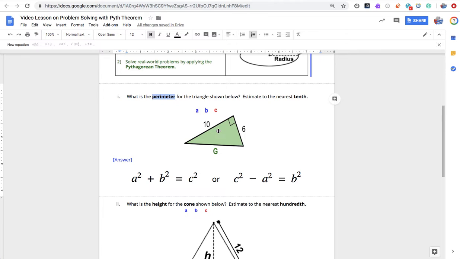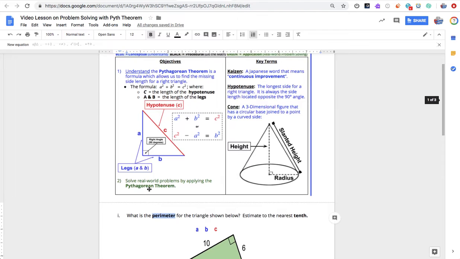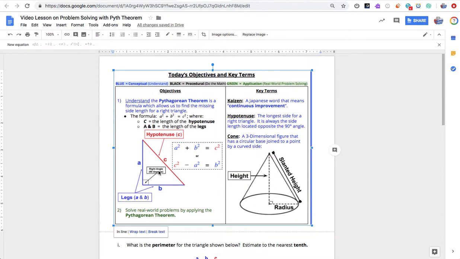Welcome back. Hopefully, the first thing you realized is that perimeter measures the distance all the way around a triangle, and to know the perimeter, we're going to have to know all three sides. Because we only know two of the three sides, and it's a right triangle, we know we can use the Pythagorean theorem to help us find that missing side length by using one of these two formulas.